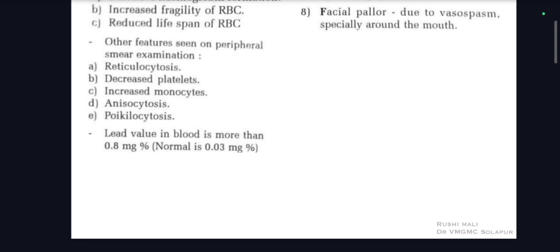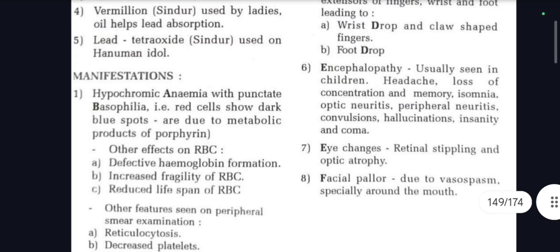So lead value in blood is more than 0.8 milligram percent. Normal is 0.03 milligram percent, but if the value ranges to 0.8 milligram percent, then that is a very huge value, which is going to lead to reticulocytosis, decreased platelets, increased monocytes, anisocytosis, and poikilocytosis. So these are some features which are seen on PBS.